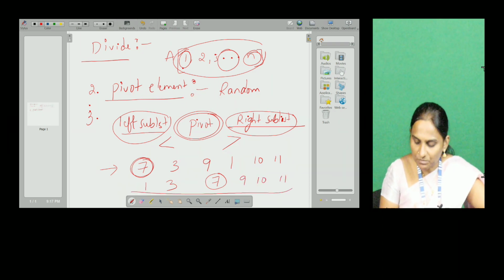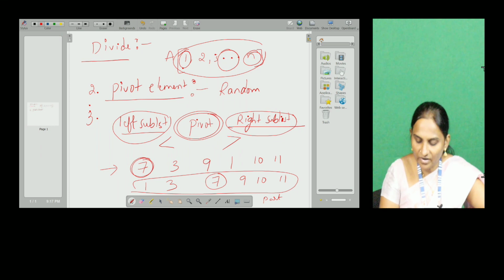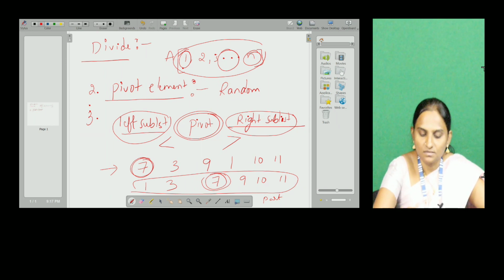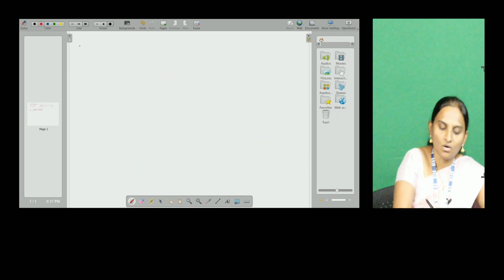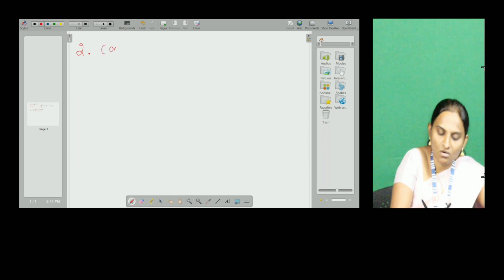Up to this step is called partitioning. Partitioning means the list of elements is divided into sublists based on the pivot element. That is called partitioning. Next one is conquer. So the first step is partitioning or divide, and the second step is conquer.